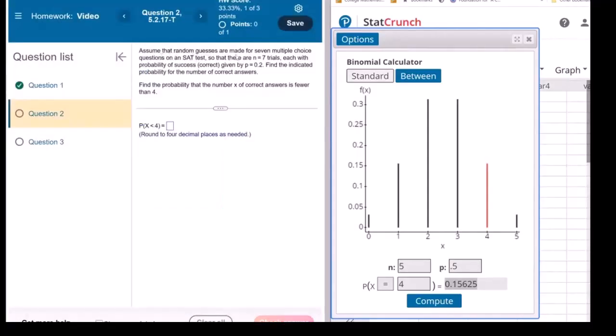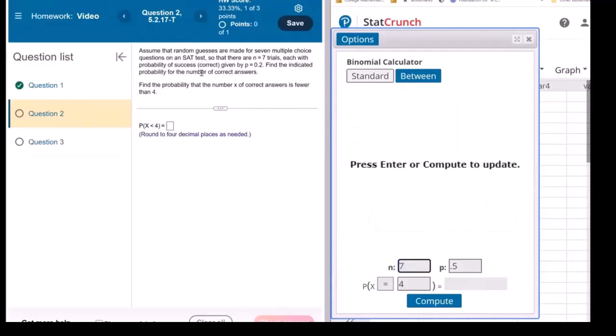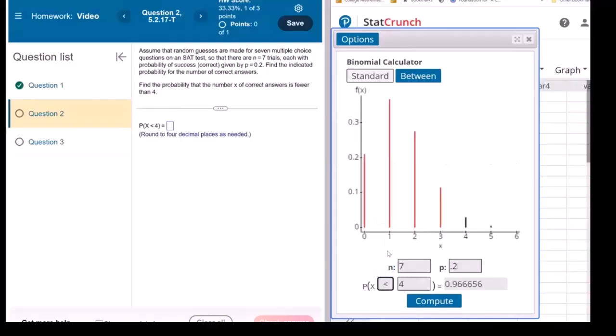Assume that random guesses are made for 7 multiple choice questions on an SAT test. 7 for n, each with the probability of success, or getting it right, given by p equals 0.2. Find the indicated probability for the number of correct answers. The probability that the number of correct answers is fewer than 4. Fewer than 4 means less than 4. You could even say less than or equal to 3, whichever way you like.